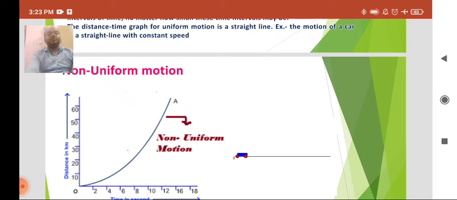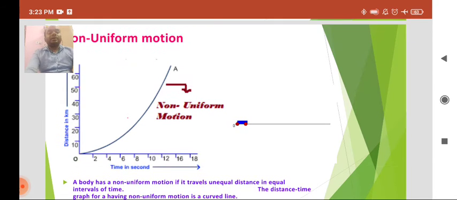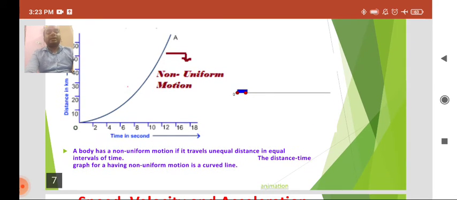Non-uniform motion will be in curved form, as a body has a non-uniform motion if it travels unequal distances in equal intervals of time. So the distance-time graph for a body having non-uniform motion is a curved line.